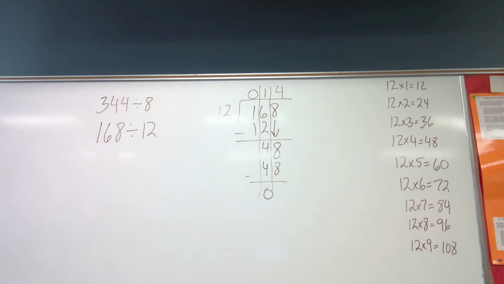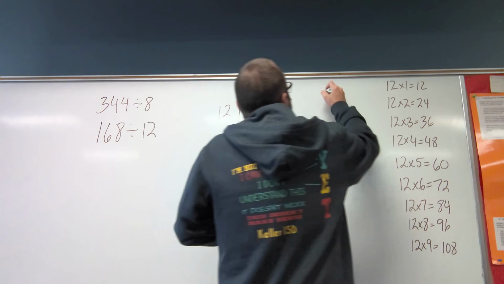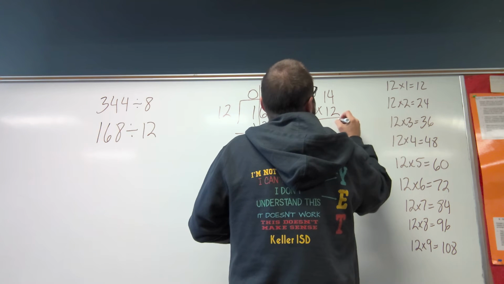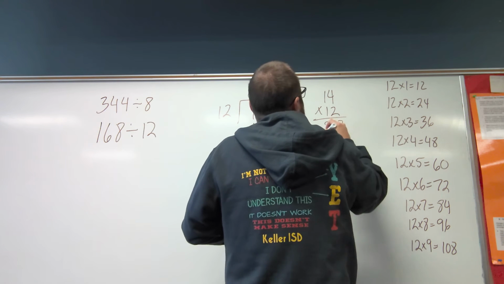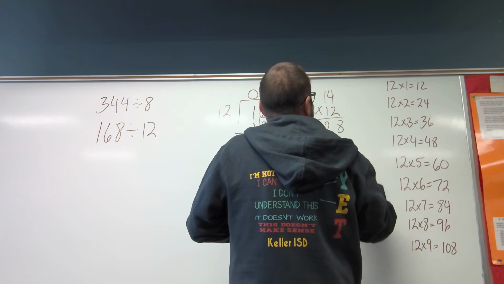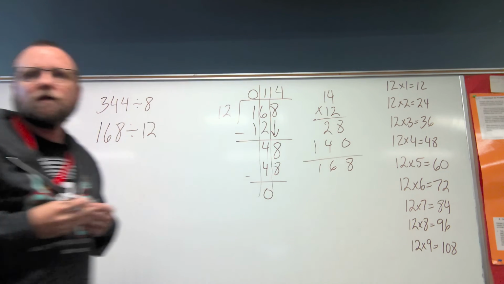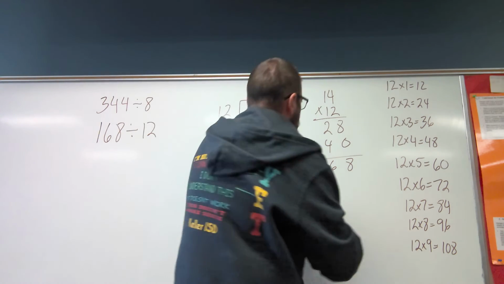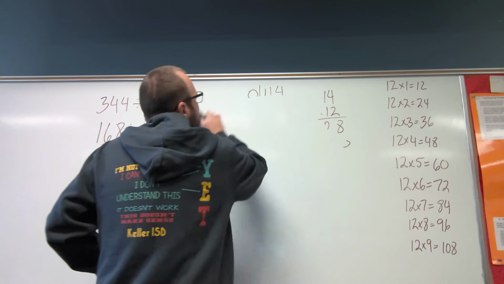But I want to check it. I can check it with multiplication. 14 times 12. Let's see. 6, 7, 22, 8. 2, 0, 4, 1. 8, 6, 168. So it works. Yay! But let's look at yet a different method of doing this.